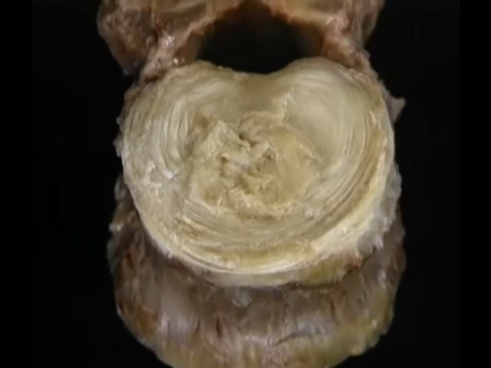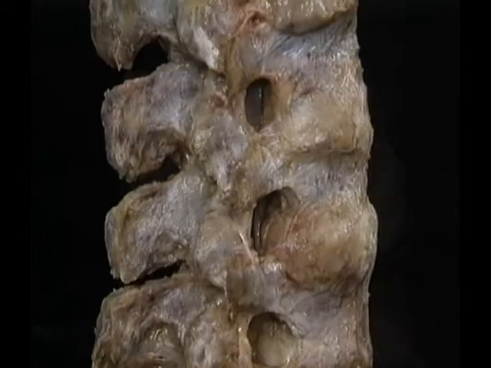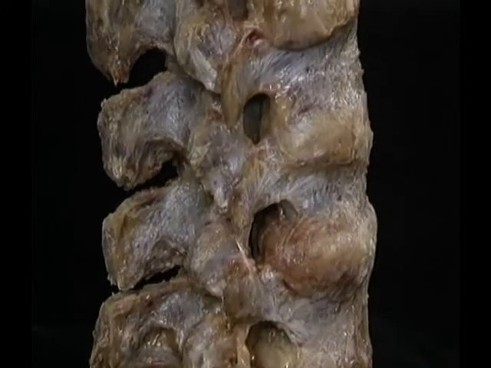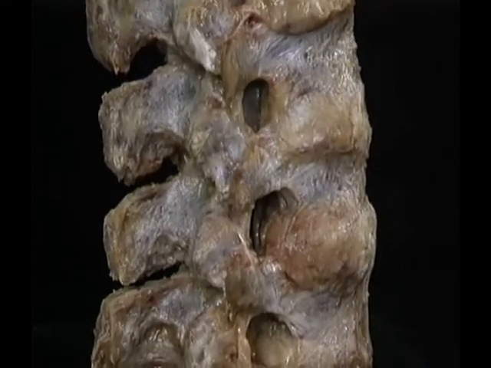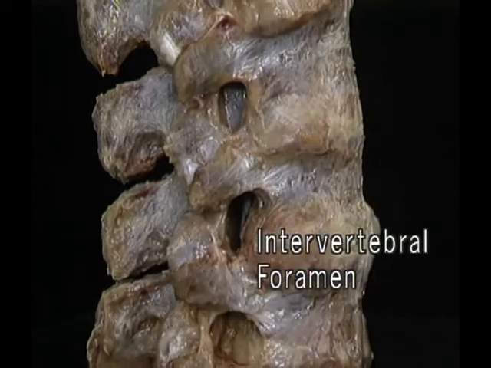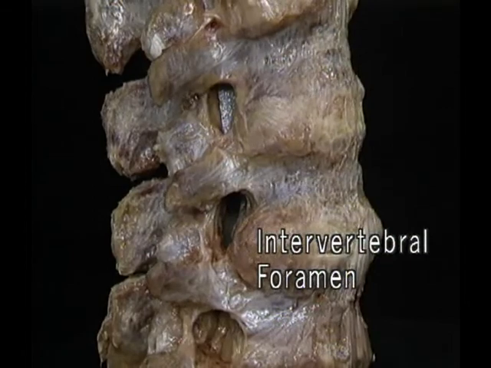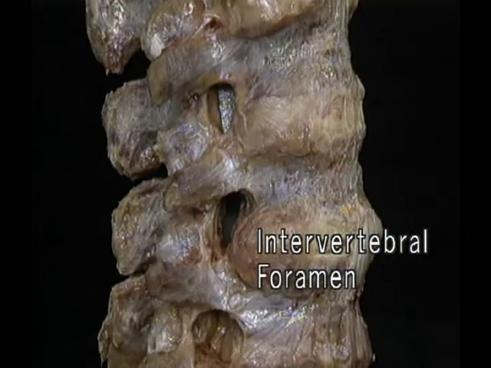The disc is solid enough to transmit the weight of the body, and it's flexible enough to permit movement between the vertebrae. The side of the intervertebral disc forms the anterior margin of the intervertebral foramen, through which the spinal nerve emerges. The vertebrae are also held together by ligaments. Some of these go from vertebra to vertebra, some run the length of the spine.